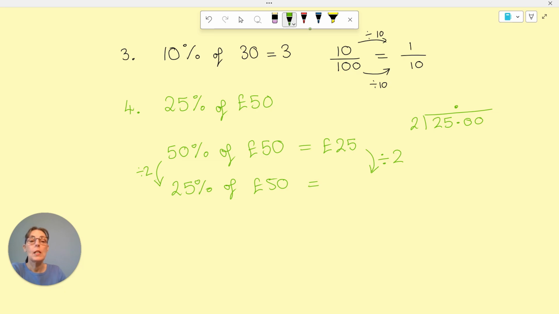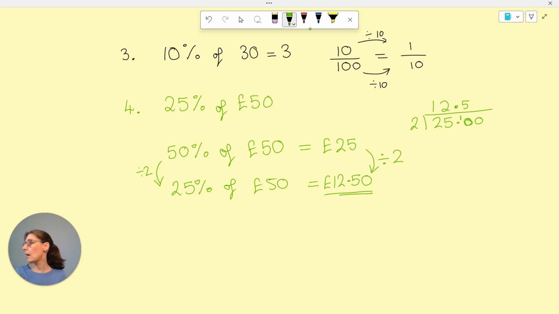So how many 2's fit into 2? 1. How many 2's fit into 5? Well, 2 times 2 is 4, carry 1 is 5. How many 2's fit into 10? 5 times 2 is 10. So, because it's money, we're not going to put 12.5, we're going to put £12.50, and that's your answer.